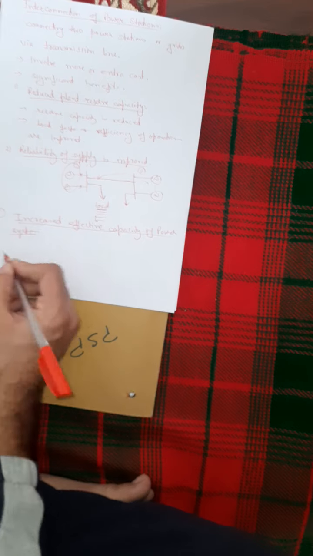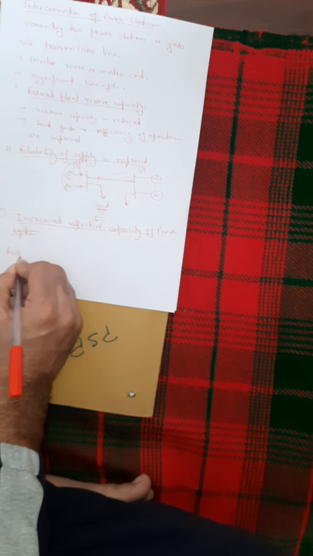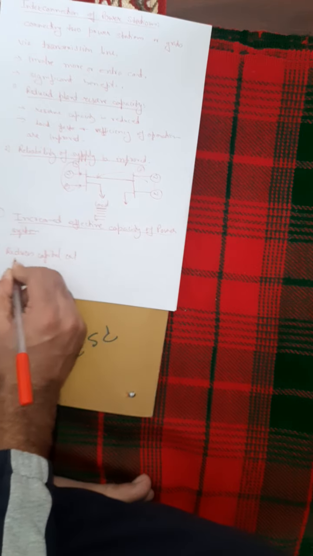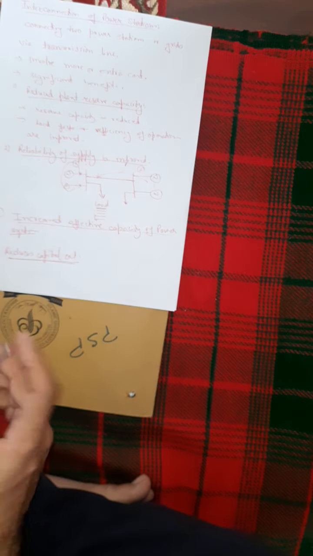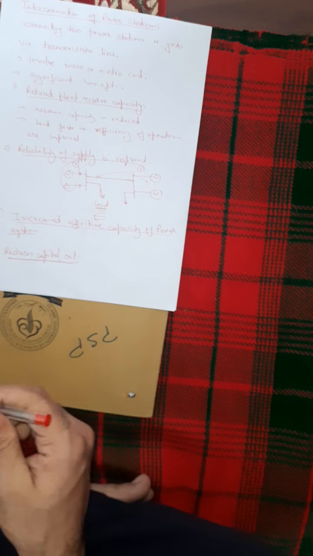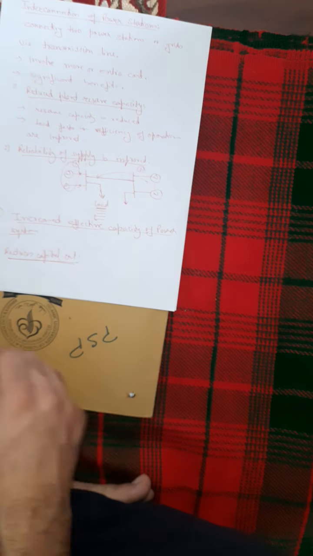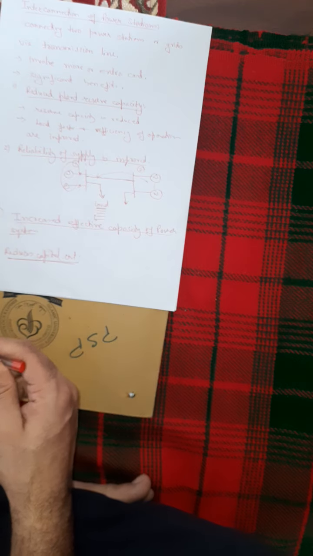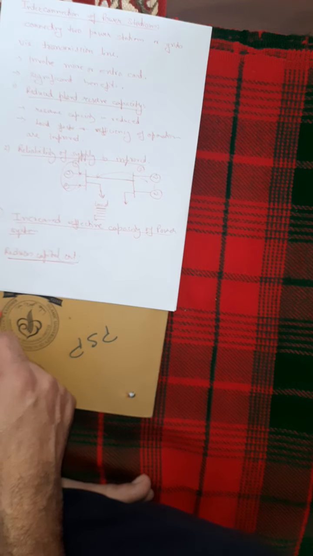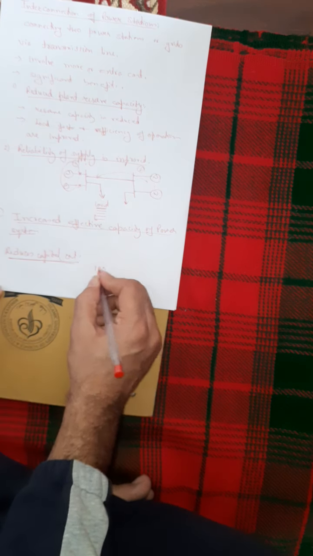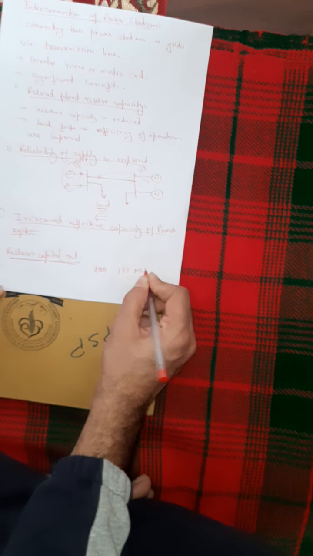Then the 7th point was reduced capital cost. With an interconnected system, generators of large sizes can be employed. Since I have an interconnected power system, I can use bigger generators. Suppose you have a 150 megawatt unit.